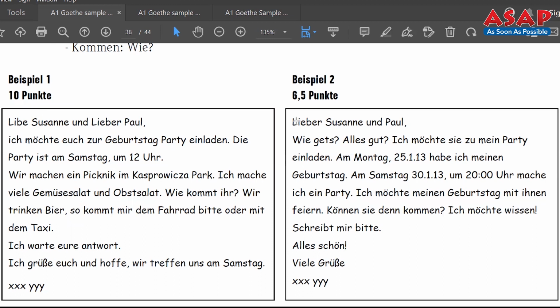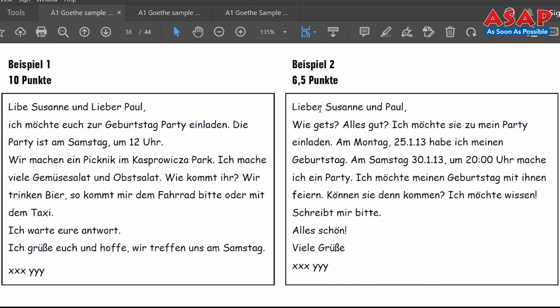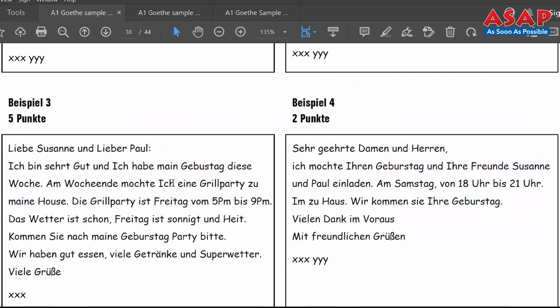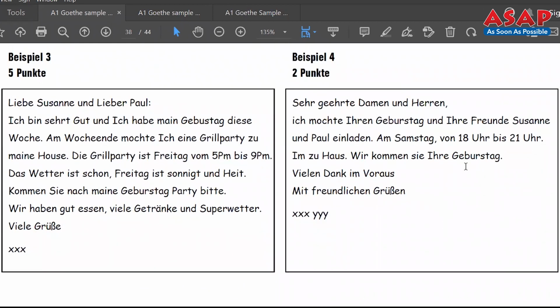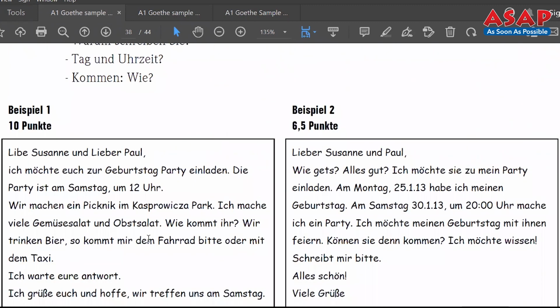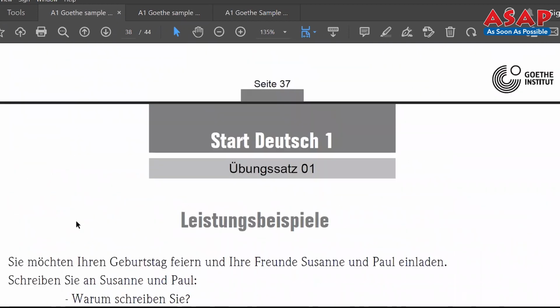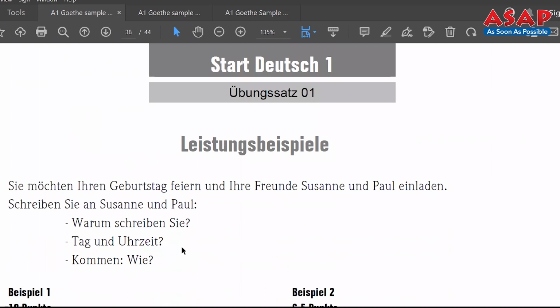And then if you want, you can check the whole question paper here. If you write like this, you will get 6.5 marks. If you write like this, it will get 5, and if like this, then you will get only 2. Okay, so now these answers you can check later on, but this one is the sample. First one, 10 out of 10 points. Okay, so now that was our Schreiben Teil 2.